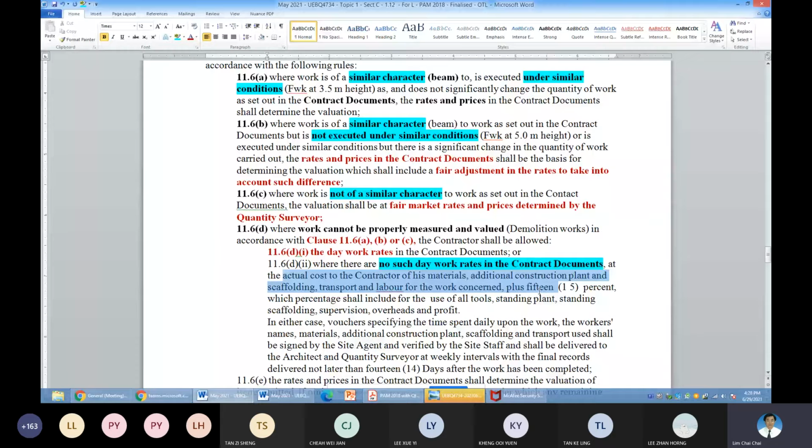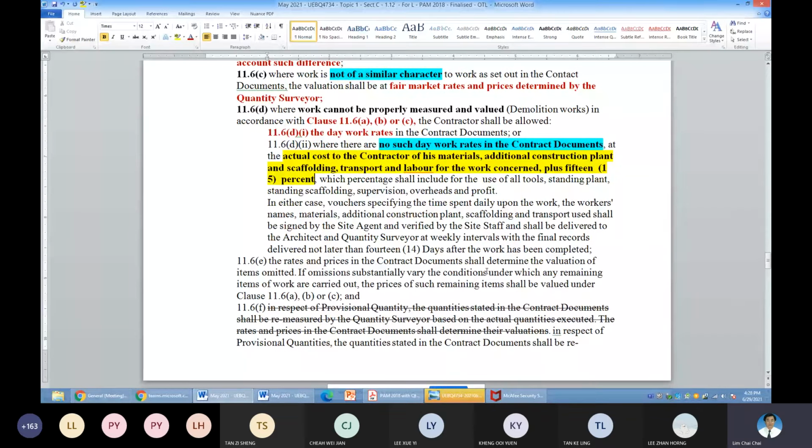That means the contractor is guaranteed profit, cost plus. This one means cost plus. So this is how you evaluate as a QS. Then, in order to evaluate cost plus, a lot of information needs to be provided by the contractor and signed, verified by the site people. These details will be provided and signed by the site agent and the site staff.